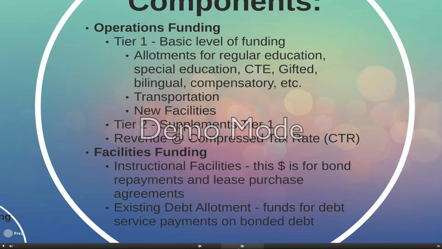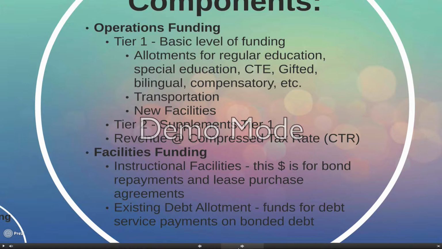Within operations funding, there are three main sources. First is Tier 1. This is your basic allotment. This is the basic level of funding with allotments for regular education, special education, career and technical education, gifted education, bilingual, compensatory education, etc. Also included in the basic allotment under Tier 1 is the transportation allotment and a new facilities allotment.